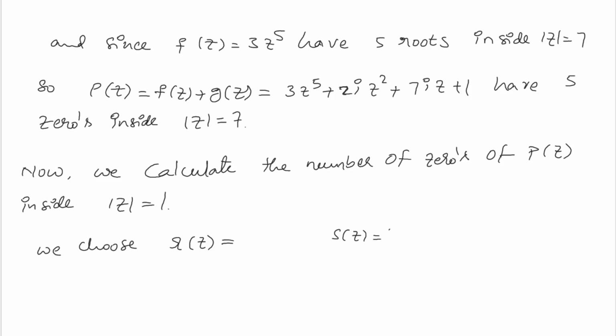Since it is the given polynomial, it has to satisfy the condition that the absolute value of s of z is less than that of r of z on the circle mod z equal to 1. So for this, I am choosing r of z as 7iz, and the remaining part of the polynomial P of z, that is 3z to the power of 5 plus 2iz square plus 1, as s of z.